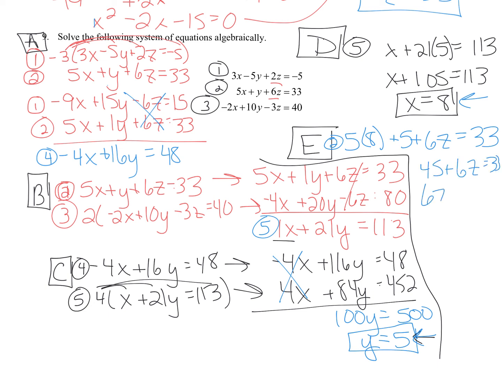I'm going to subtract the 45 and get a negative 12. So z equals negative 2. So my final answers are here, and I can write it as an ordered triple in parentheses, not in squiggle brackets, because it's one answer with 3 separate parts. We get 8, 5, and negative 2.